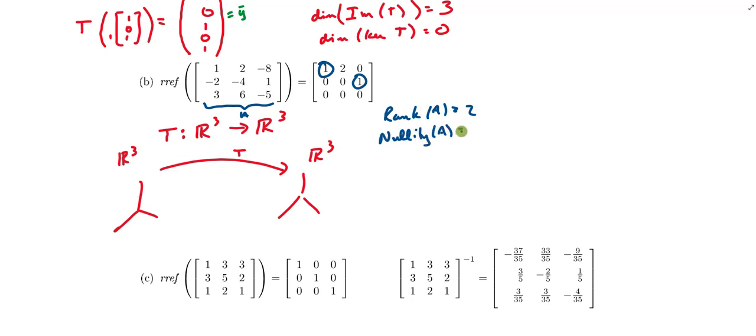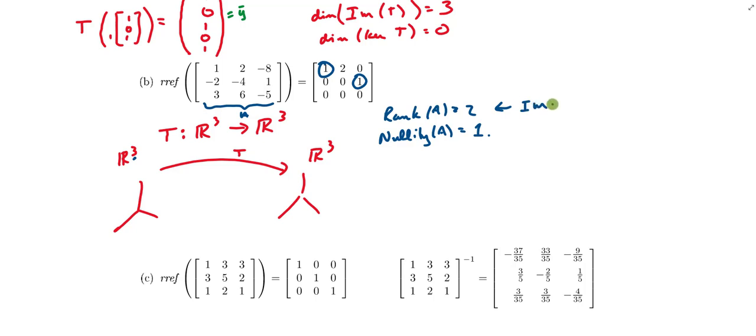Well, by the dimension theorem, it would have to be 1, because the sum of these must equal the dimension of what? Careful, there's 2 3s here. The sum of these two numbers must equal this dimension here. Okay. But from a linear transformation perspective, this is our image space.